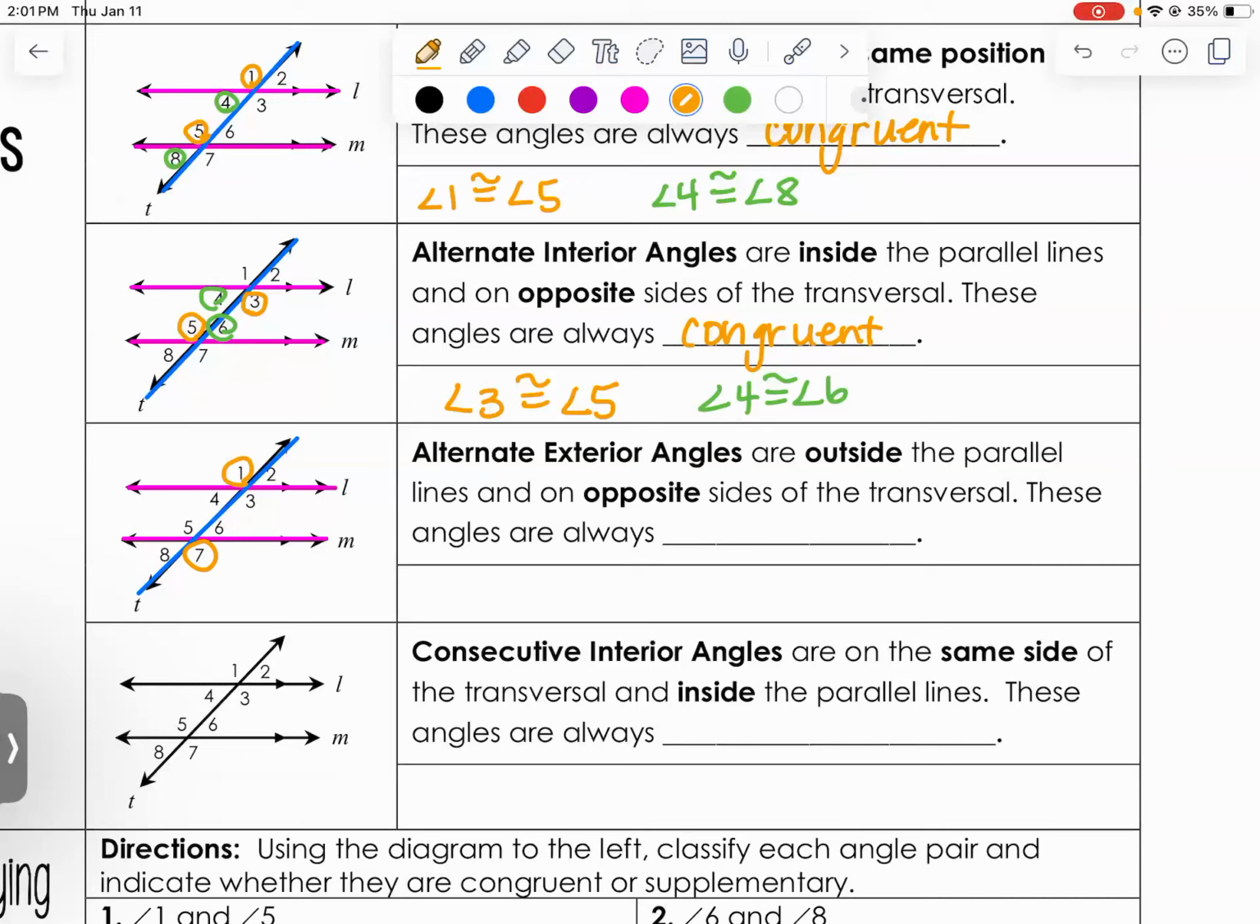Isn't that so cool? What's happening? Stop. What's happening? All right. Angle 1 and angle 7 have the same measure. When we have alternate exterior angles, our angles are going to be congruent.